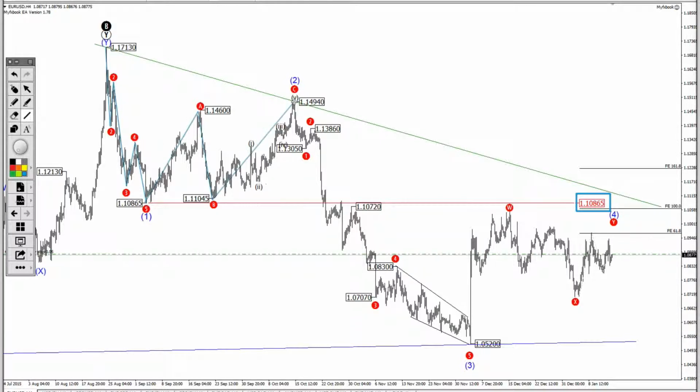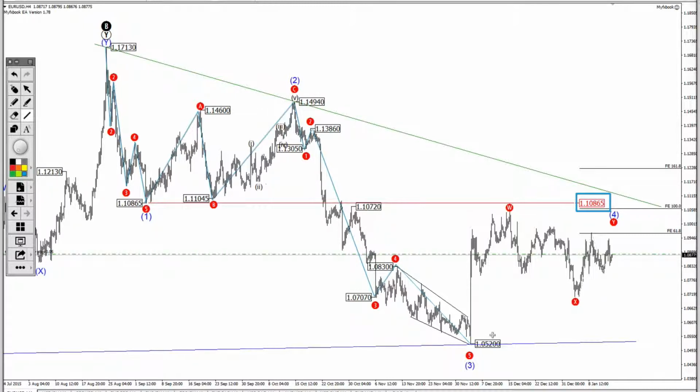ABC structure for wave 2 all the way up to 114.94, and then a 5-wave structure for wave 3 with an ending diagonal at the 5th wave position all the way down to 105.2. This is usually the case that the wave 3 is strongest and takes prices quite fast to the direction of the trend. So this is also the case here.